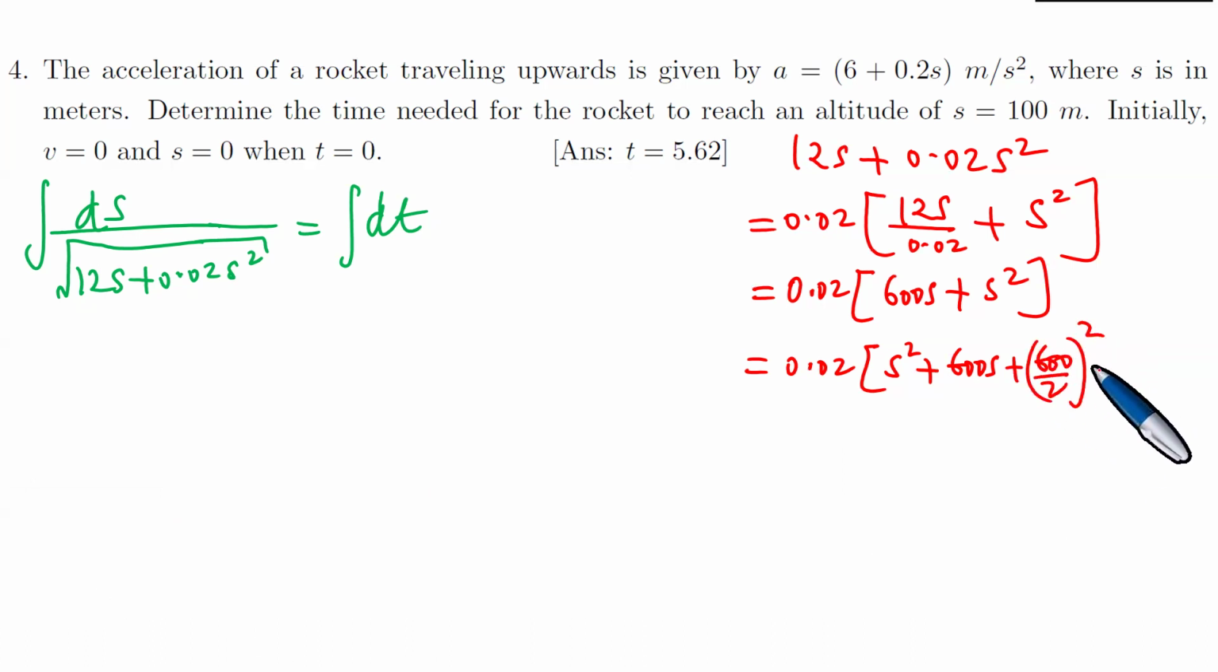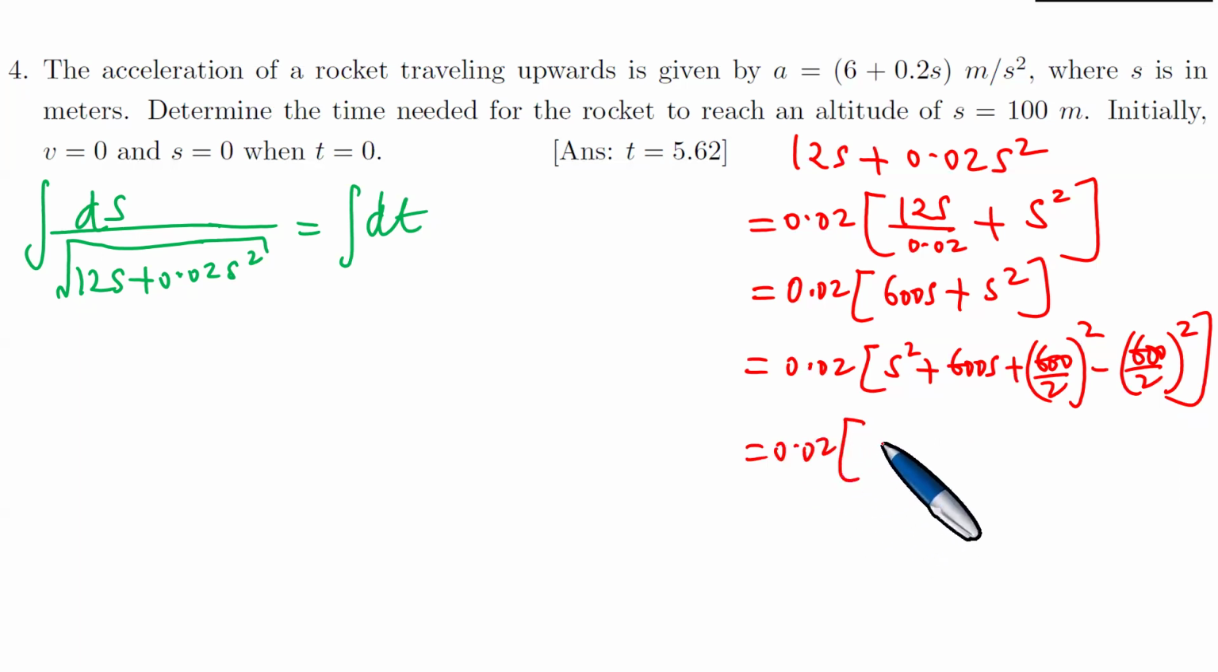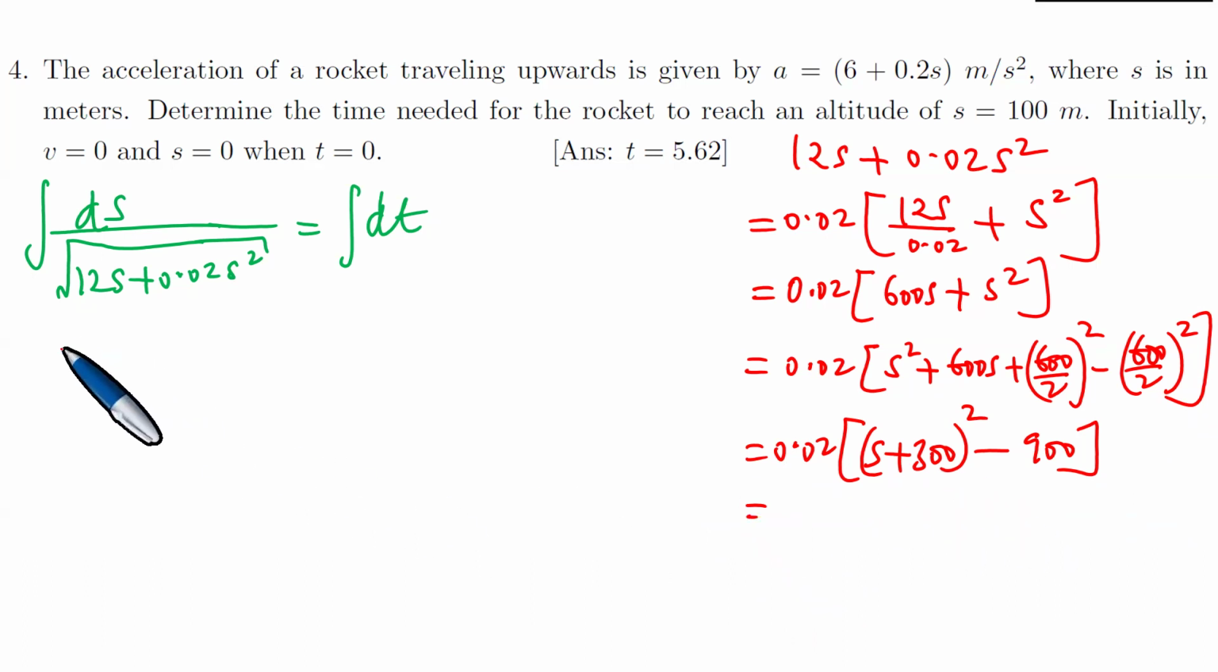Completing the square, we divide 600 by 2 and square it. So this is 0.02 times the quantity s minus 300, squared, minus 300 squared. Because 600 divided by 2 is 300, and you square that, you get exactly 900. Okay, we're good. And now we can continue to multiply by 0.02. Anyway, we have completed the square at this point.